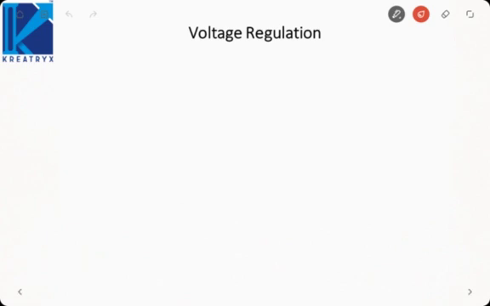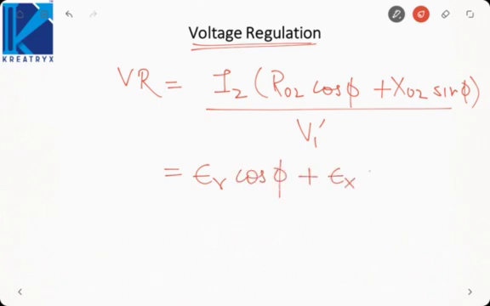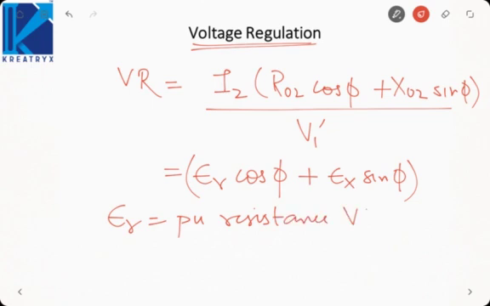So let us derive a condition where we can determine what is the voltage regulation, least value and the maximum value. So voltage regulation is I2 into (R02 cos phi plus X02 sin phi) by V1 dash, or what we have seen in the other formula, epsilon R cos phi plus epsilon X sin phi, where epsilon R is the per unit resistance voltage drop and epsilon X is the per unit reactance voltage drop. Okay, that is how we define the regulation.